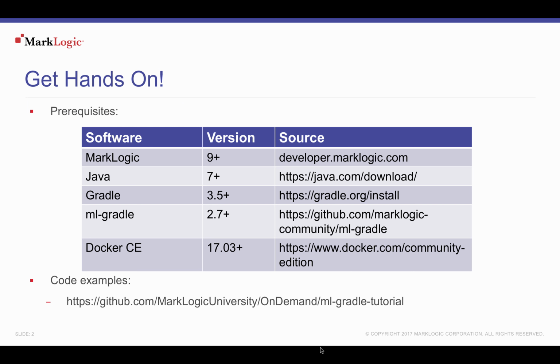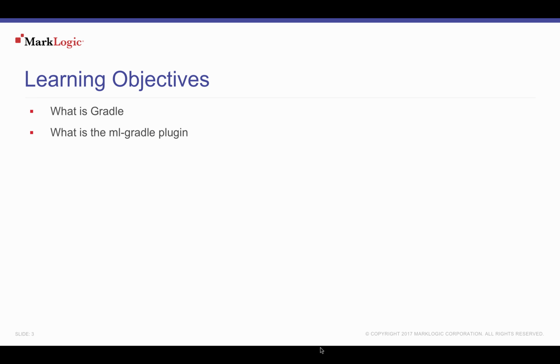To follow along with this tutorial, you'll need to download the CentOS/Red Hat version of the MarkLogic installer. You must also have installed a recent version of Docker, the Community Edition, Java, Gradle, and ml-gradle. Note the tested environments in the README file that's part of the tutorial files. Download the tutorial files and follow installation instructions in the tutorial README by going to github.com/marklogicuniversity/on-demand/ml-gradle-tutorial.